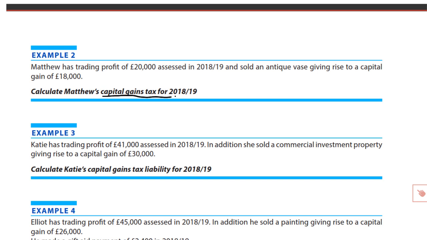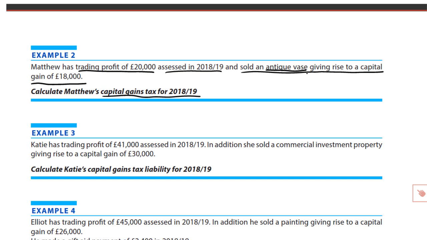Calculate Matthew's capital gains tax for 18/19. It tells us to begin with about their income. Trading profit £20,000 assessed in 18/19, and no other figure of income provided, because the only other thing we did was to sell an antique vase, giving rise to a capital gain of £18,000. Now, an antique vase is very obviously not residential property, so it's the lower CGT rates, 10%, and 20% if necessary, that will be applied rather than the 18 and 28% applicable to residential property.